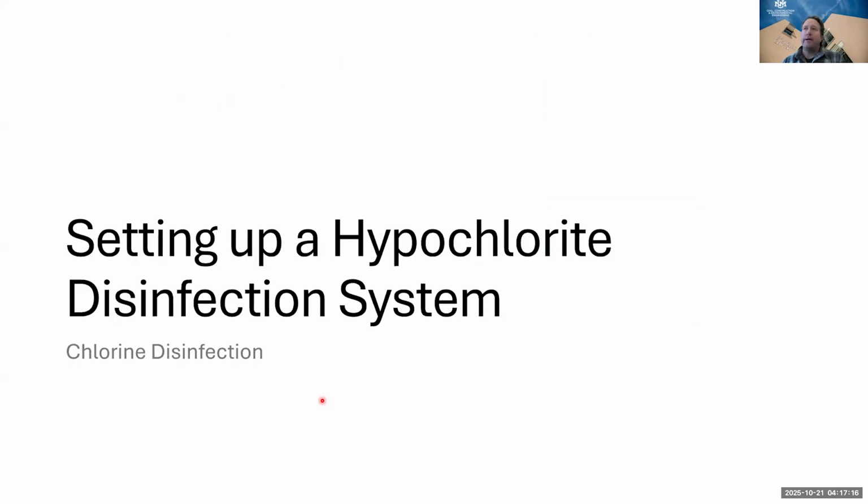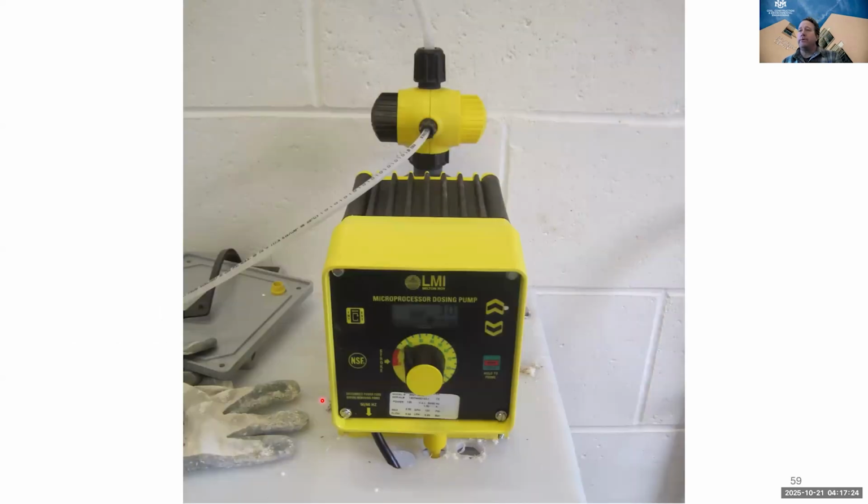All right, so we're going to learn how to set up a hypochlorite disinfection system. So this is a liquid hypochlorite disinfection system. And so there are a number of different pumps out there that you can use to apply a liquid hypochlorite solution to your water. One of those is this diaphragm style pump. It's called an LMI. Anytime you see a yellow pump, that's made by a manufacturer called LMI. There are other diaphragm style pump manufacturers out there, so it doesn't just have to be LMIs.